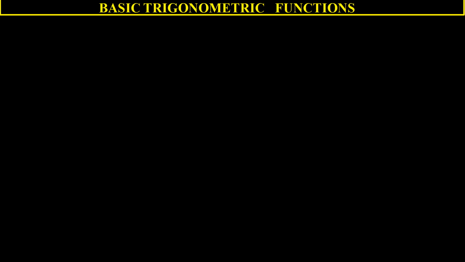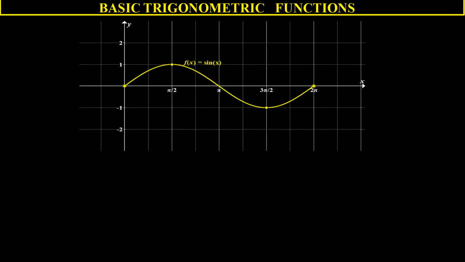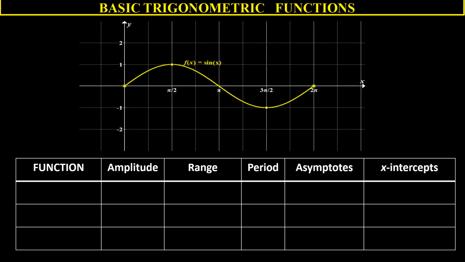Let's look at the basic trigonometric functions, starting with the sine function. What is its amplitude? As you can see, the amplitude there is 1. And the range is the corresponding y values. It's from -1 to 1. That's how we can write it down, from -1 to 1, using interval notation.